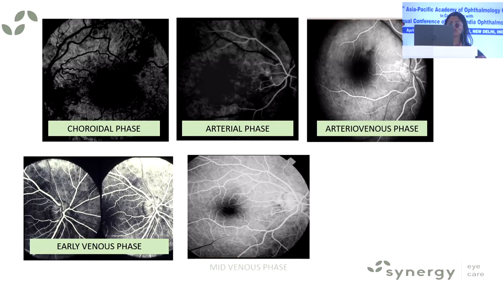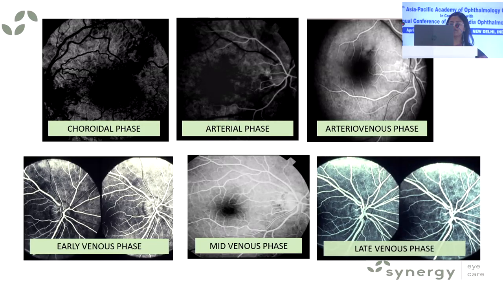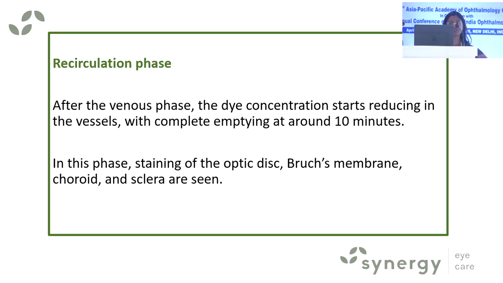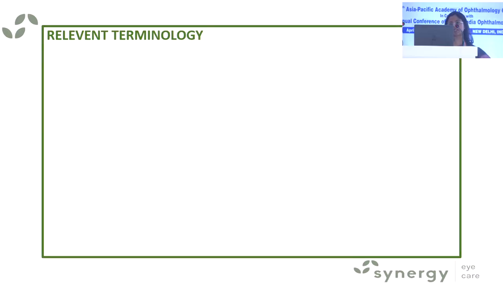filled. By mid-venous phase, the veins are almost completely filled, and in the late venous phase, we see that the arteries are starting to empty. And then comes the recirculation phase, where the dye concentration starts reducing from the vessels, and a complete emptying occurs at around 10 minutes. In this phase, staining of the optic disc, Bruch's membrane, choroid, and sclera can be seen.